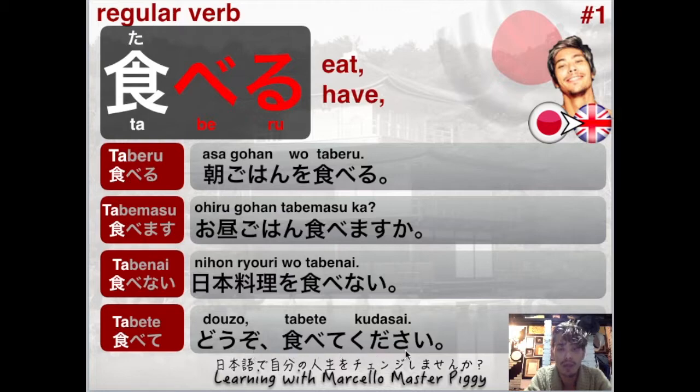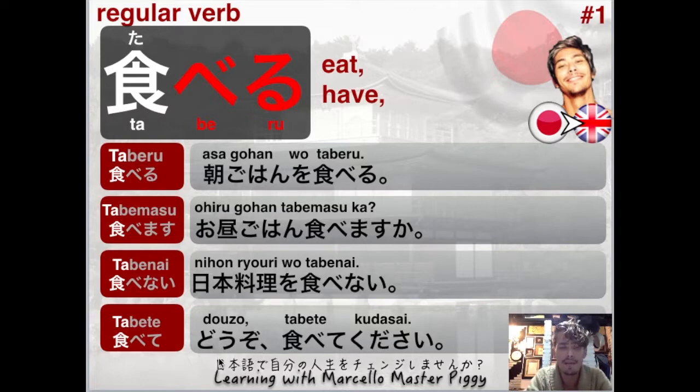Dozo, tabete kudasai. This means dozo is like please, eat, please. It's kind of strange if you translate it like this. Kudasai means please, okay? Tabete is eat, okay? So if I just say tabete, I'm like saying eat it, which is very up, down. But kudasai makes it polite, so tabete kudasai.